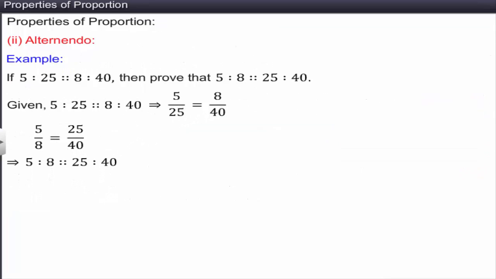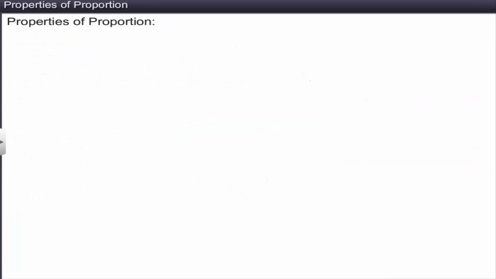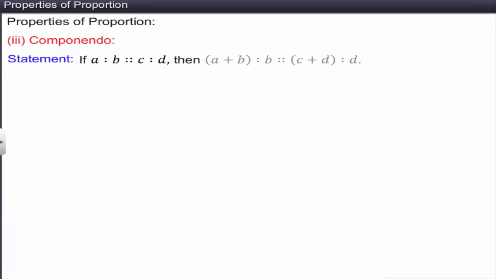Hence 5 is to 25 is as 8 is to 40 implies that 5 is to 8 is as 25 is to 40. The third property, which is known as componendo, states that if A is to B is as C is to D, then A plus B is to B is as C plus D is to D.